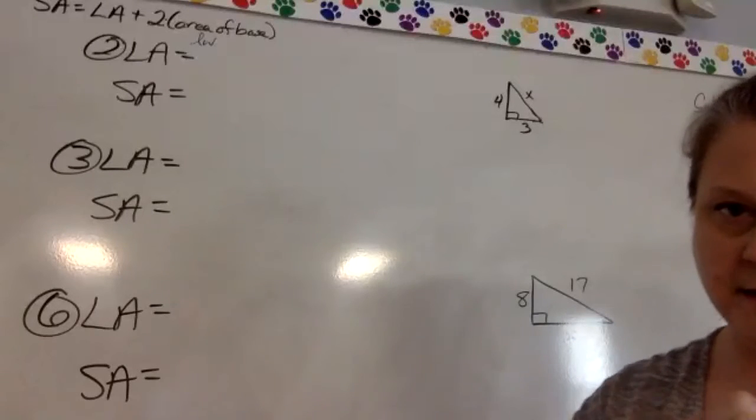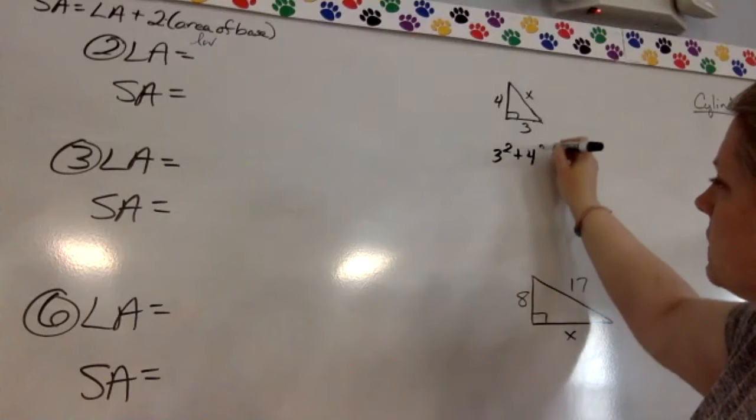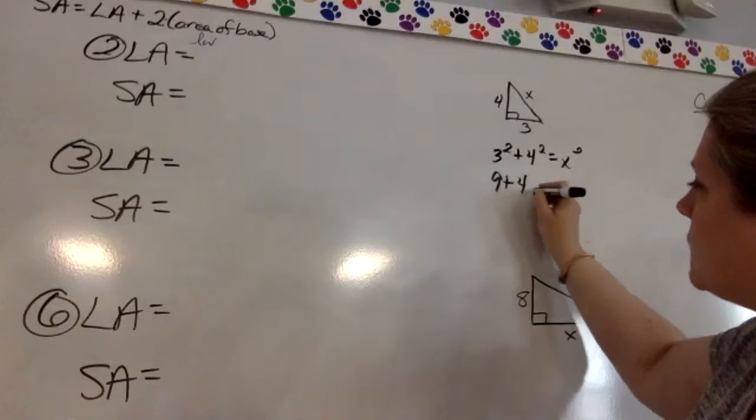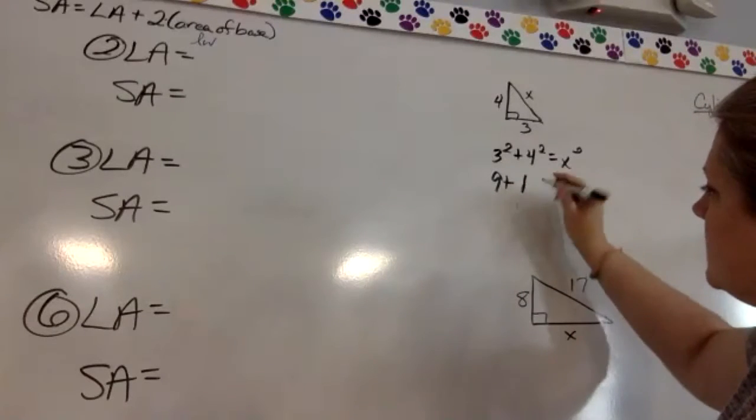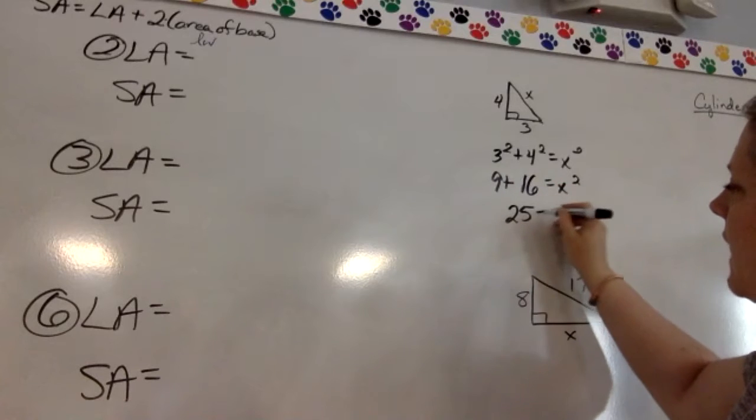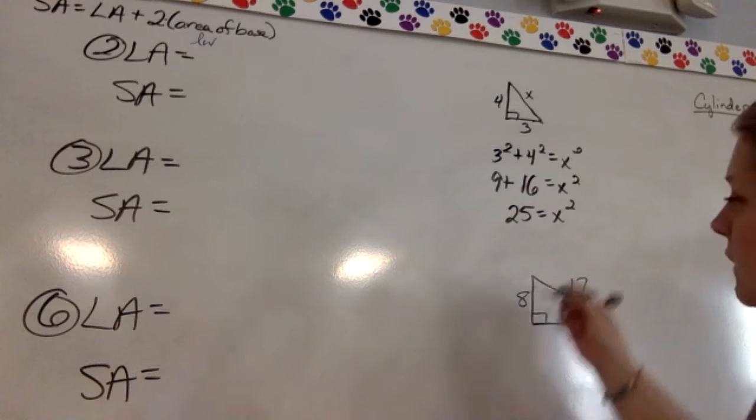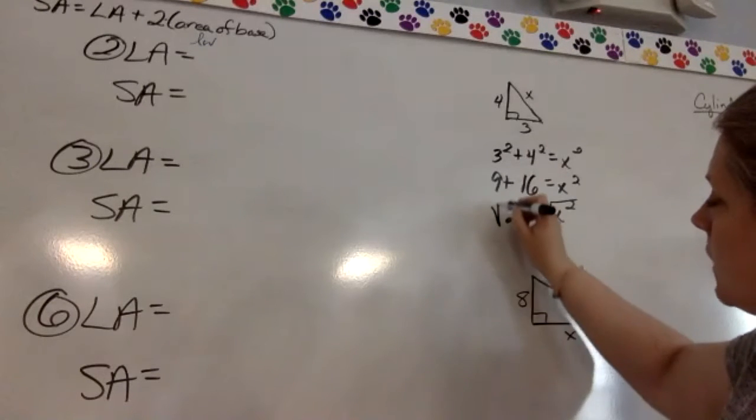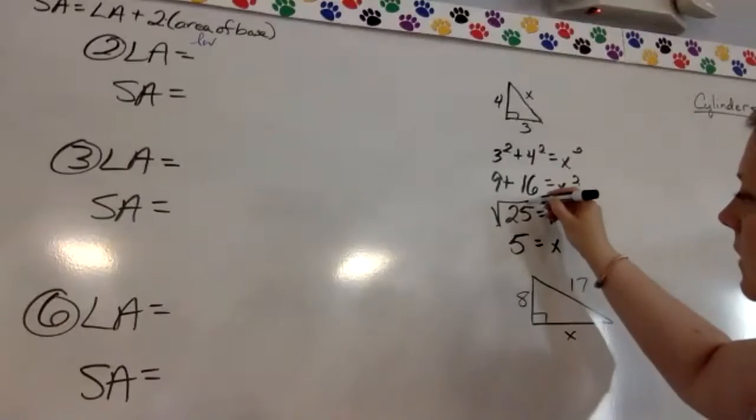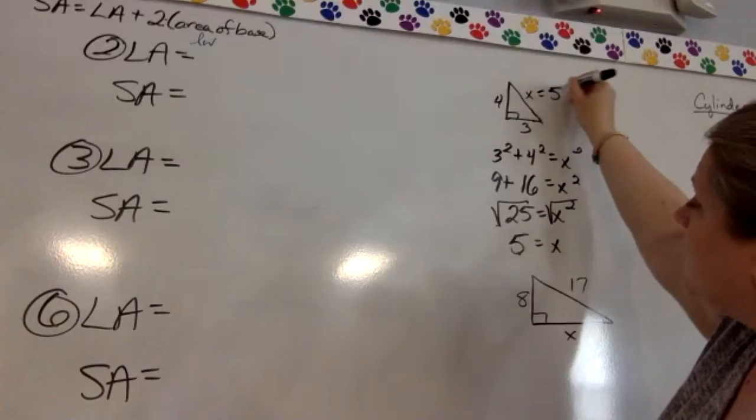Pythagorean Theorem. So what we're going to do is take 3 squared plus 4 squared equals x squared. So 3 squared is 9, plus 4 squared, which is 16, is equal to x squared. 9 plus 16 is 25, equal to x squared. When you have something squared, to get it by itself, you do the opposite, which is square root. Square root of 25 is 5. When you take the square root, it gets it out from underneath that square root sign. So this side here is 5.